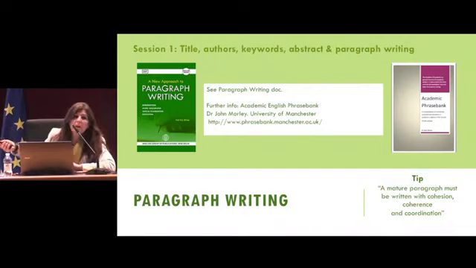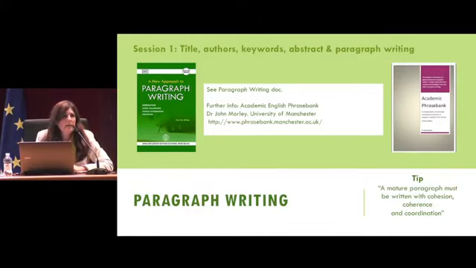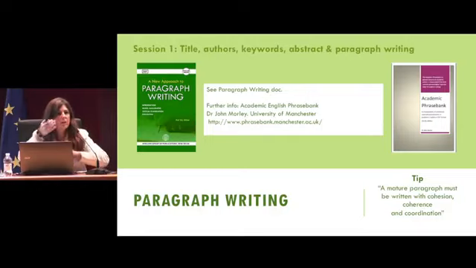My tip for paragraph writing: a mature paragraph must be written with cohesion, coherence, and coordination, right? We need to find paragraphs well written with 10 or 15 or 20 lines, with ideas going one after another like cherries in a coherent way of writing. In a paragraph you can express a whole idea; in 2 lines you cannot. So to find a very well-written document, whatever it is, a PhD doctoral thesis, an end of master's degree, or a paper in a journal, it needs coherence and cohesion, right?